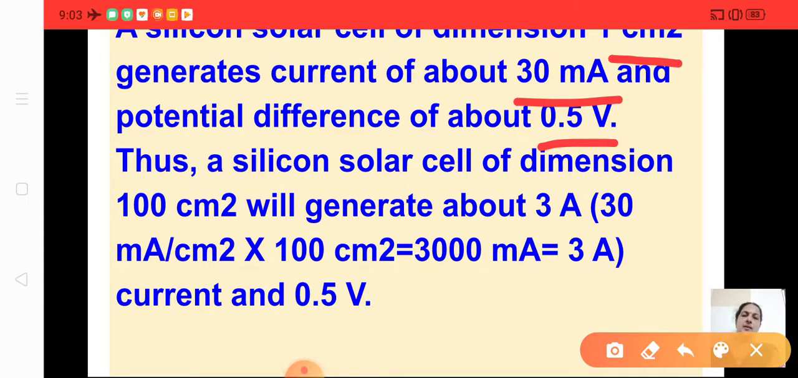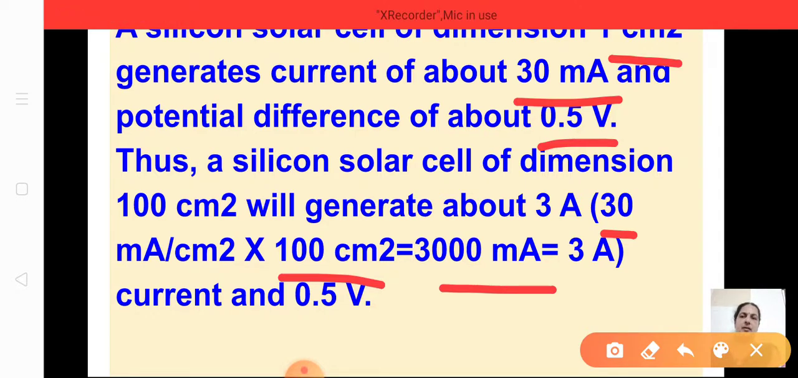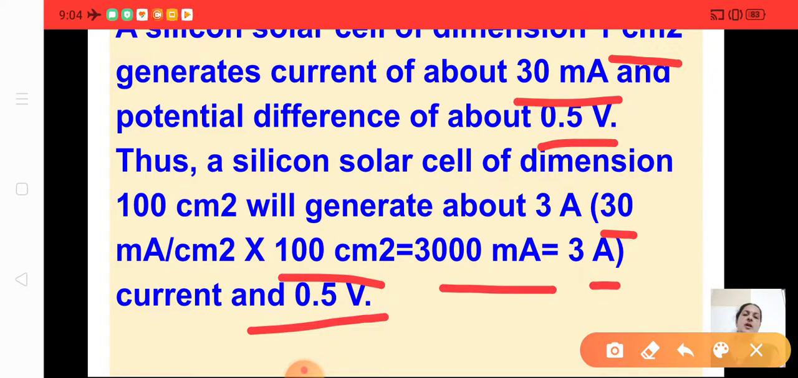So when you take 100 centimeter square of solar cells, you will get about 3 ampere. That means 30 into 100, that is 3000 milliampere, or 3 ampere. 3000 milliampere is 3 ampere. So 3 ampere current, and the potential difference will not change. When you take solar cells of 100 centimeter square dimension, you will get 3 ampere of current and a potential difference of 0.5 volts.